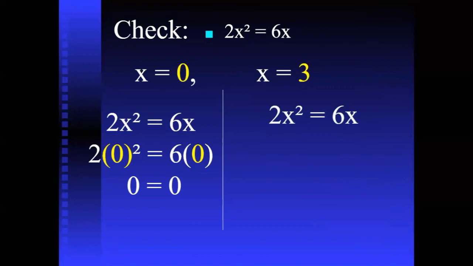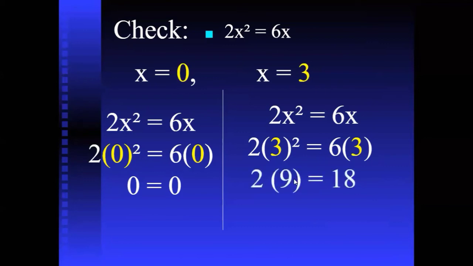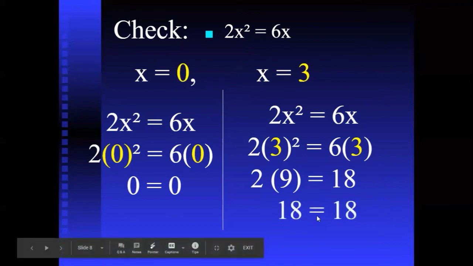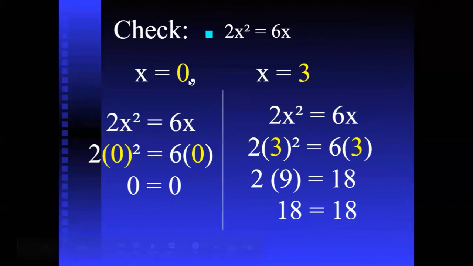If x is 3, let us substitute 3 into x. So it becomes 2 times the quantity 3 squared is equal to 6 times 3. And therefore, we have 2 times 9 is equal to 18, and 18 is equal to 18. So they are equal again. So now, these two solutions, 0 and 3, satisfy our given original equation. So meaning these two solutions are correct.